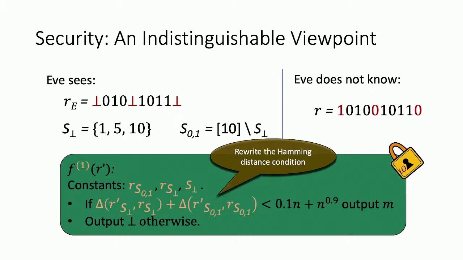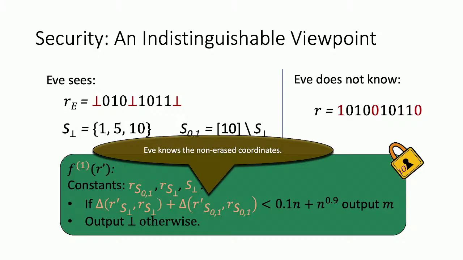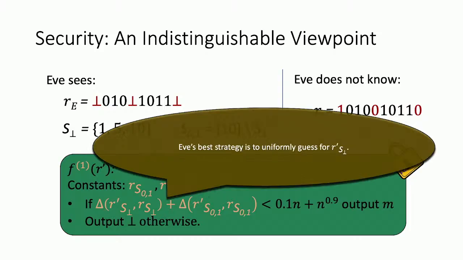So far, nothing's really changed. We're also going to rewrite the Hamming distance, just additively split it. By I/O, this function is indistinguishable from the previous because it's functionally equivalent. We've done nothing but rewrite the description of this function. And just observe that for this portion, Eve knows all the non-erased coordinates, so this thing, for all intents and purposes, will always be 0. And Eve's best strategy, because R was picked uniformly at random, is to guess randomly for R prime S bot, because zeros and ones are equally likely. We'll revisit this when we get to the asymmetric setting.